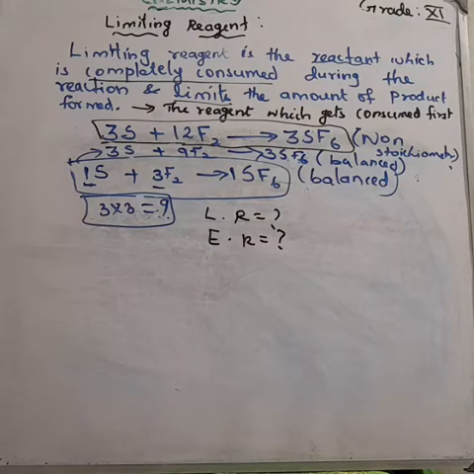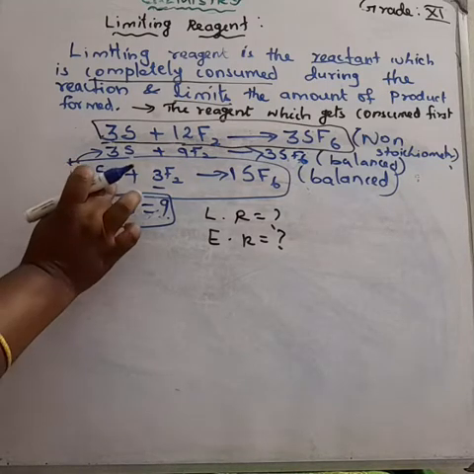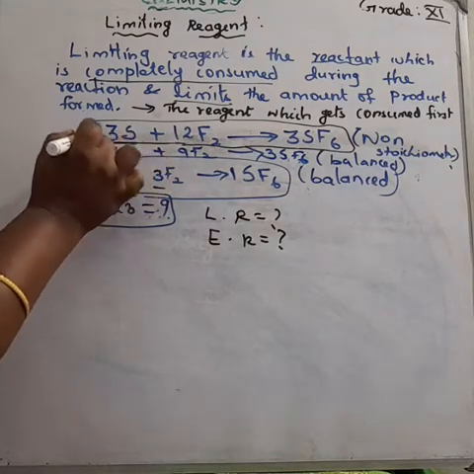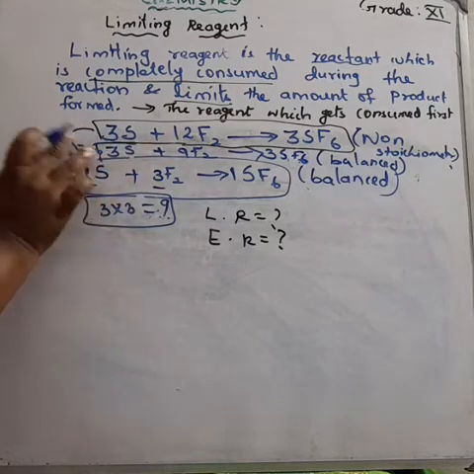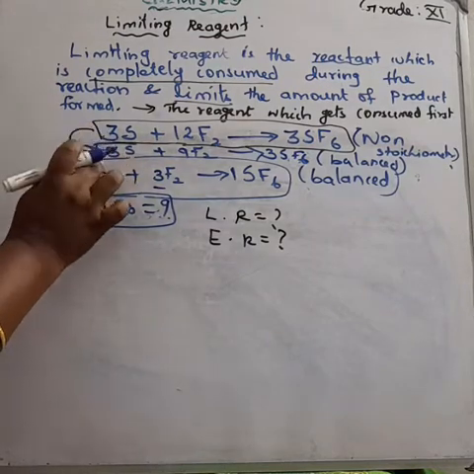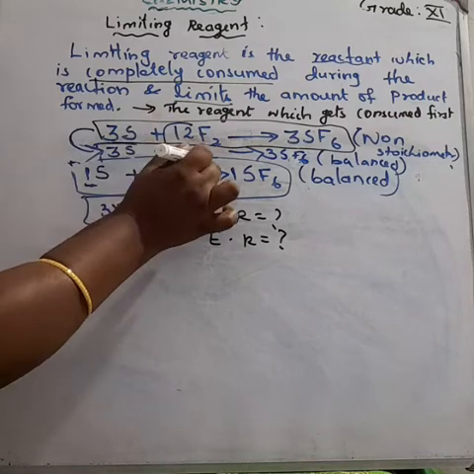12 into 2, that is 24. 24 atoms of fluorine we have here. Okay, 24 atoms. It is not balanced. So how many moles of fluorine are left here? 3 moles of fluorine left here. When comparing the balanced equation with the non-stoichiometric, that is unbalanced equation, 3 moles of excess fluorine are there.